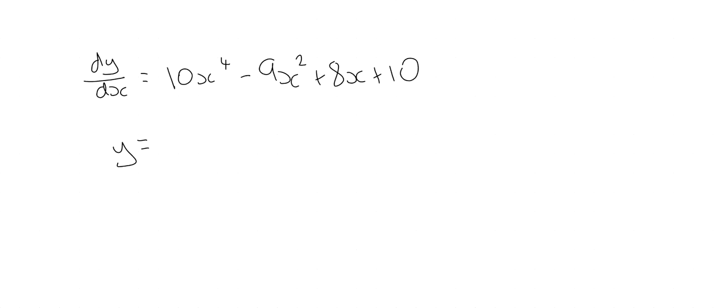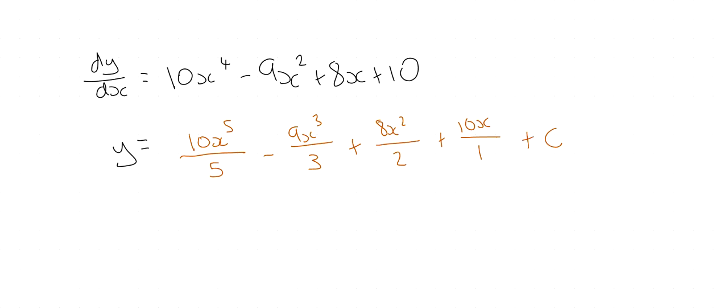All right. Looks like most of us are done. So I'm going to increase the power by 1. I'm going to show you how to do it the long way. If you skip straight to the end, that's fine. But we increase the power by 1, divide by the new power, for each term. Don't forget your plus c on the end. So that should mean that you got 2x to the power of 5 minus 3x cubed plus 4x squared plus 10x plus c.